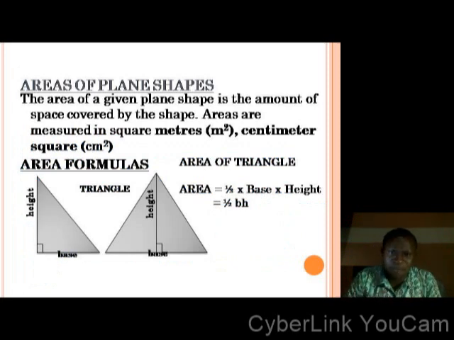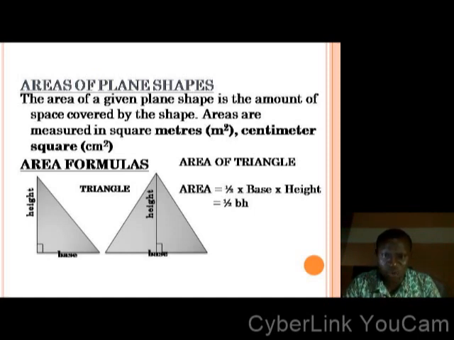What do we mean by this term, area? Remember, during our last class, we talked about perimeter, where we say that perimeter of a given shape is the distance around the shape. But this time around, we are talking about area. So area is not just the distance around the shape, but the space covered by that particular shape. That is exactly what we call the area.